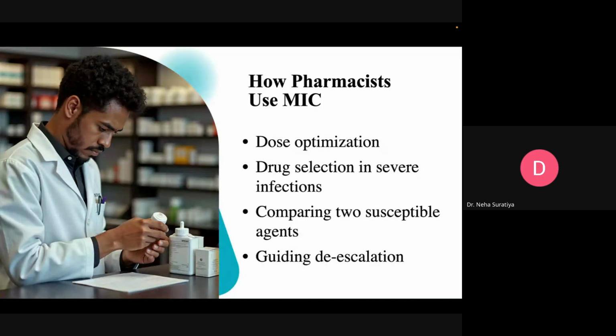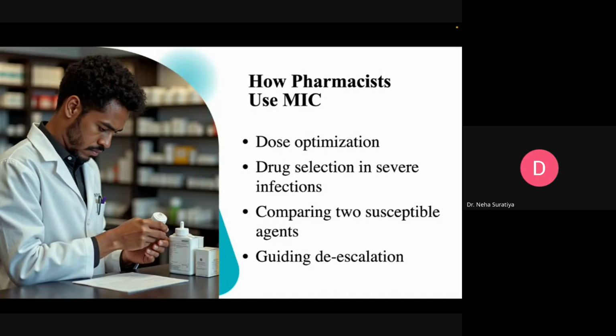Now, how do pharmacists use MIC? Dose optimization. Higher MIC, higher dose, or prolonged infusion is required. So you will choose the dose appropriately. What exactly the patient is, fit into it. Of course. Third is in severe infection, like in sepsis, meningitis, endocarditis, you are preferring antibiotics with low MICs because the patient is not stable, right? So this is where PharmD expertise matters. This is where the pharmacist matters.